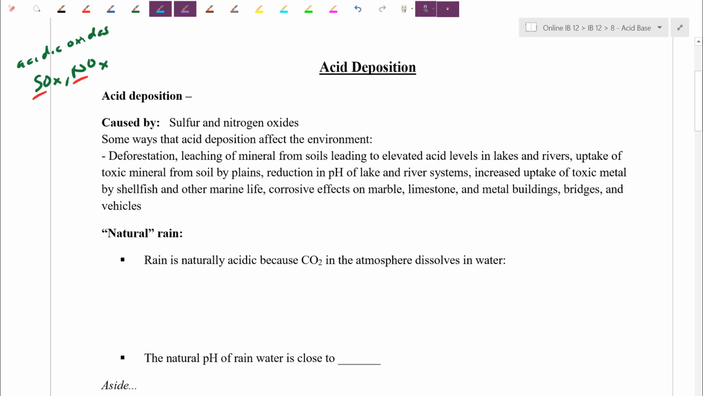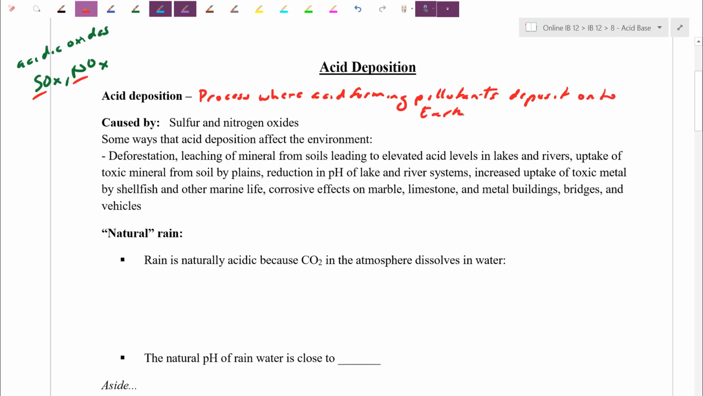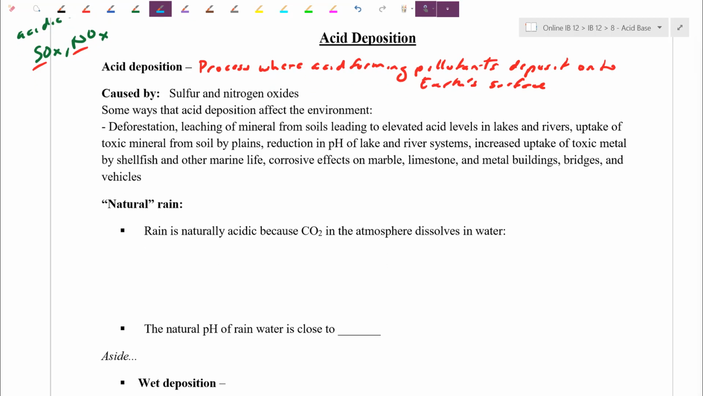So acid deposition is a more generic term here. Acid deposition is the process where acid-forming pollutants deposit, they fall onto the Earth's surface. While we will be looking at acid rain specifically later on, acid deposition is a little bit more general. Make sure you know this cause here. The cause is these industrial byproducts, some combinations of sulfur oxides and nitrogen oxides. These are all covalent oxides.